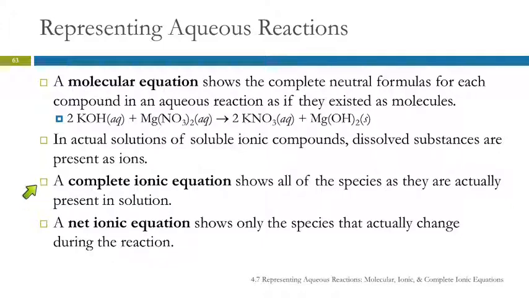That gets a bit tedious, so we'll often use what's called a net ionic equation. The word net here means it's like your net pay, right? There's the gross pay, and then they take out all the taxes, and then you've got your net pay. So the net ionic equation is sort of the bottom line. It's only the things that are actually reacting.